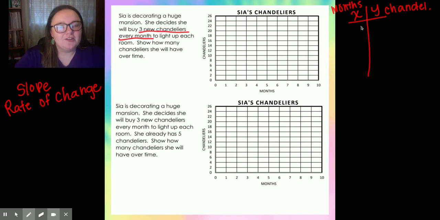Let's start building this table just by what we know from this word problem. So after 0 months, how many chandeliers does Sia have? How much is she starting with at 0? She's starting with 0, right? We have nothing to start with. But after 1 month, how many chandeliers would Sia have? She's buying 3 every month, so if she started with 0, she must have bought 3, so that means she has 3 chandeliers. After 2 months, how many chandeliers would she have?